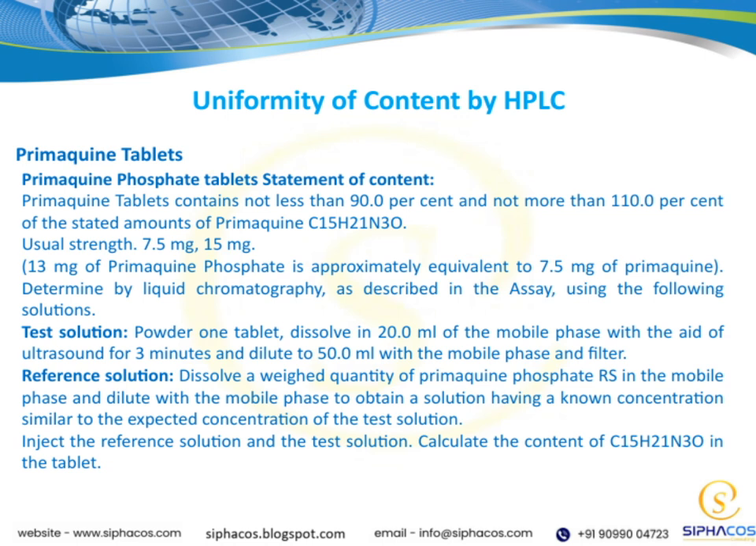We then inject both the test and reference solutions into the chromatograph and analyze the results. By comparing these, we can accurately calculate the amount of C15H21N3O present in the tablet. This approach ensures the uniformity of content, which is essential for quality control and consistent therapeutic effect. It's a fundamental part of ensuring the safety and efficacy of primaquine tablets.